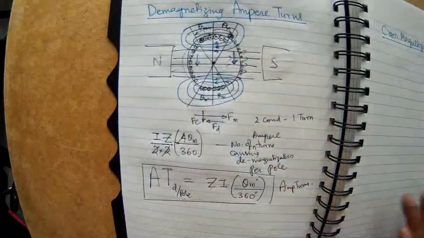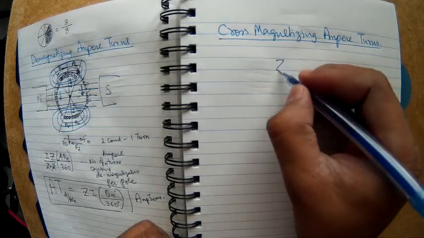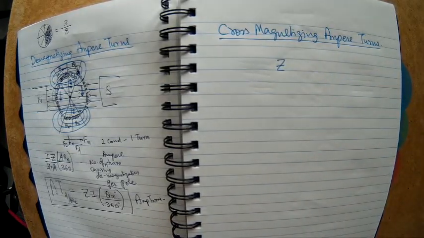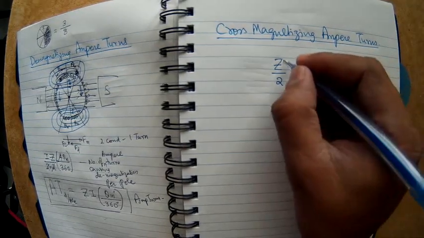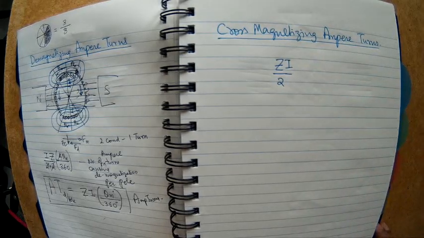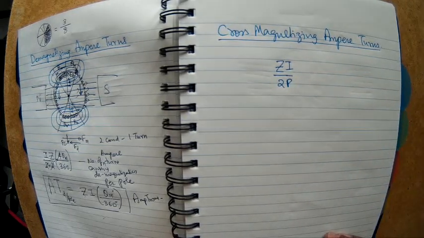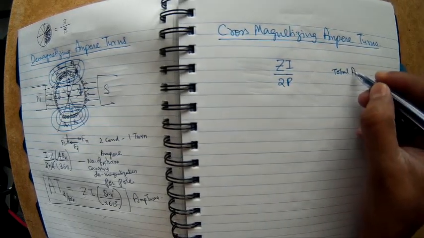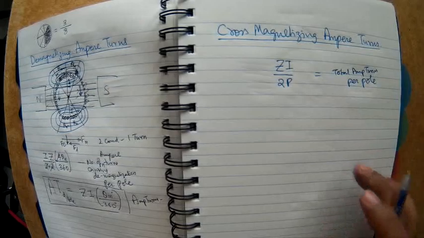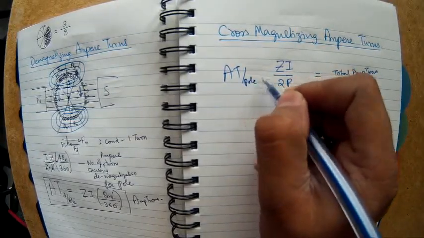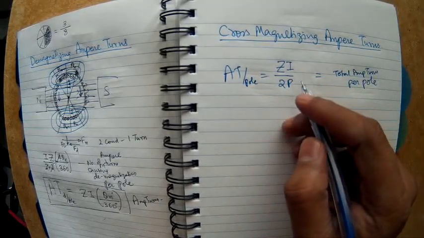So how many conductors are there? We can calculate that. Very easy. Z is the total number of conductors. Z by 2 is the total number of turns. Zi by 2 is the total number of ampere turns, and if I divide by P, that is the total ampere turns per pole. So the total number of ampere turns for each pole will be this much.